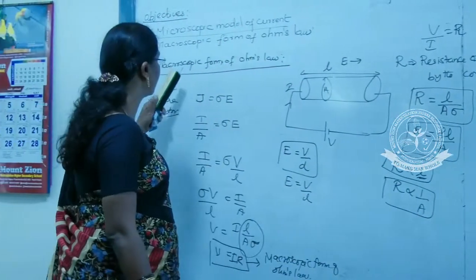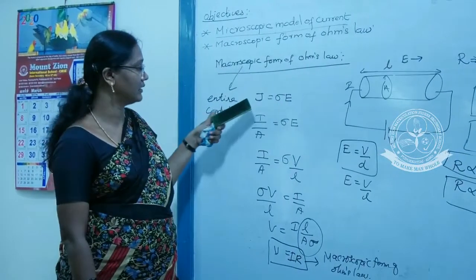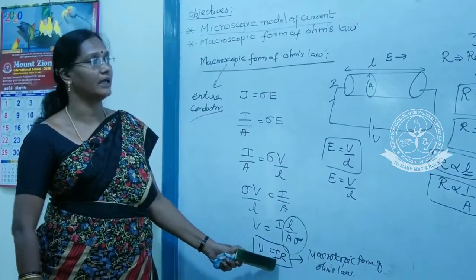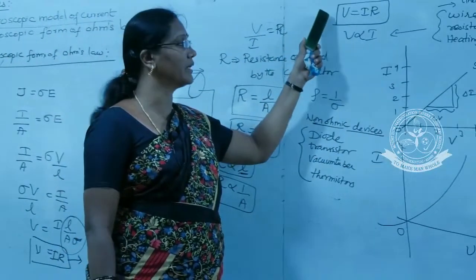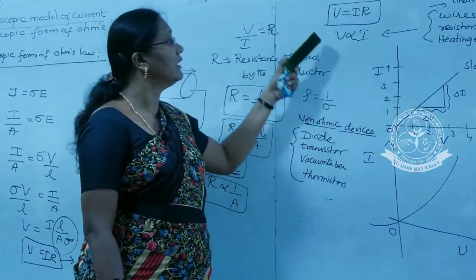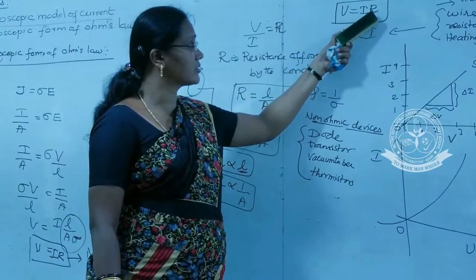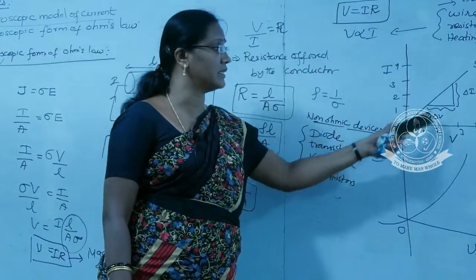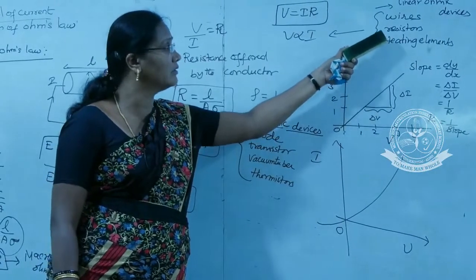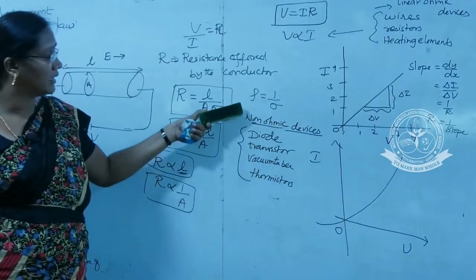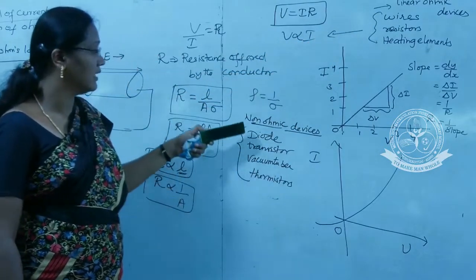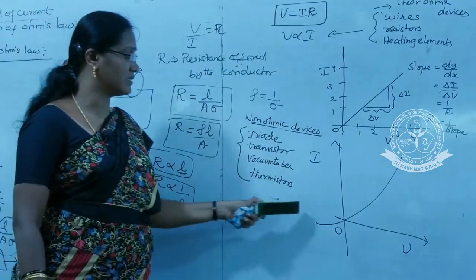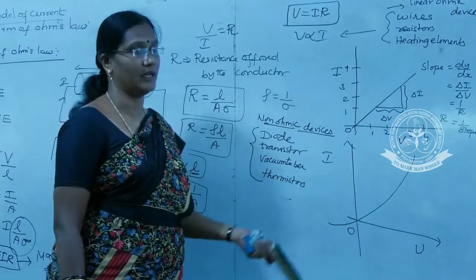So we found the macroscopic form of Ohm's law, that is V is equal to IR, and I said this law holds good only at a particular temperature and when the current is steady. If the resistance is constant, then the VI graph is linear, and they obey Ohm's law. These devices are called linear or ohmic devices. Non-ohmic, non-linear devices won't obey Ohm's law.